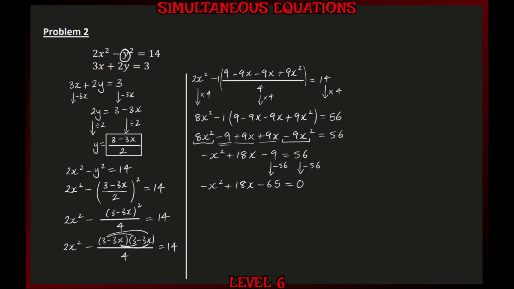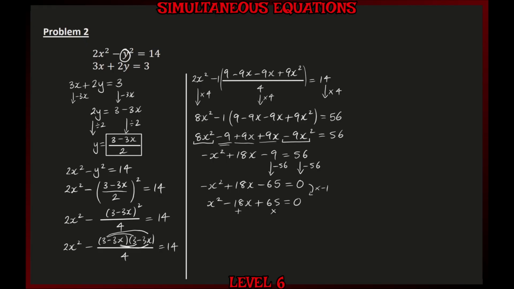Now it often helps to have our x squared term as positive, and so to do this I'm just going to multiply everything in the equation by -1. So we have x squared minus 18x plus 65 is equal to, and 0 times -1 is just 0. Now since we have a single x squared at the start of this equation, we can try and factorise this. And to factorise it, we need to find two numbers that multiply to make 65 and add to make -18.